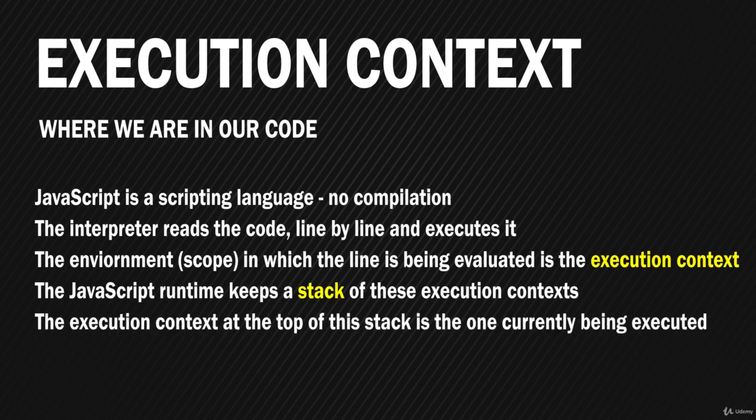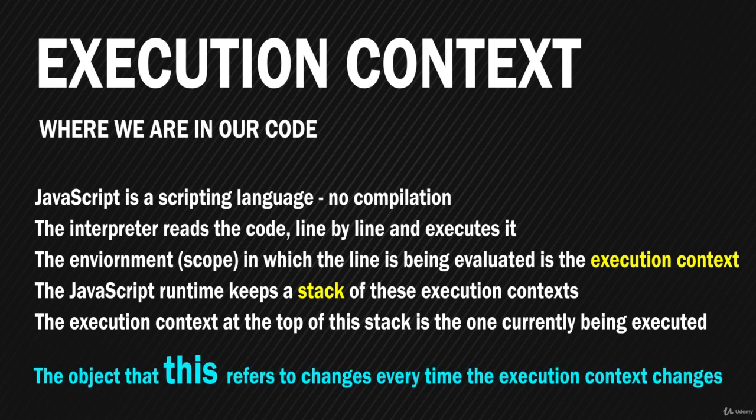The execution context at the top of the stack is the one currently being executed. Well, no duh, that makes sense. The one at the top is the one that's being run. And the object that this refers to is going to change every time that execution context changes.